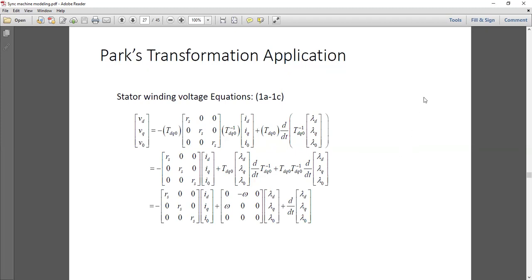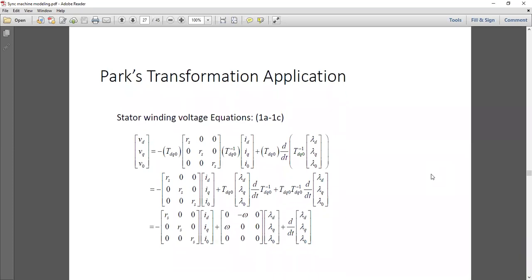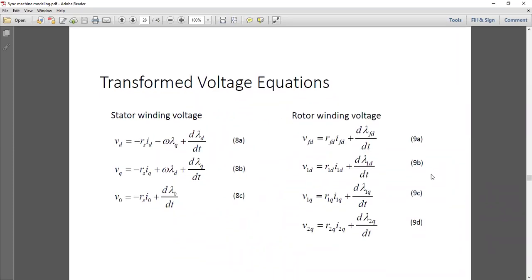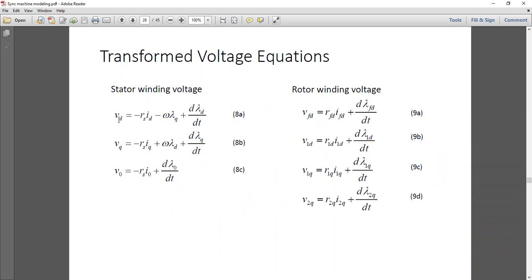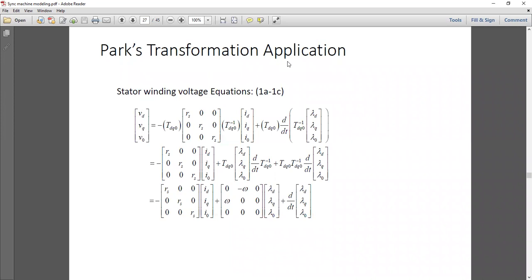So we have the stator winding voltage equations, and now this is in matrix form. If you break down these expressions and write in simpler form, from these 3 equations, VD, VQ, and V0, we can simply write them as simple equations. Like VD would be what? If I go through this line, VD would be simply minus RS ID, minus omega lambda Q, plus d lambda d over dt. This would be our VD.